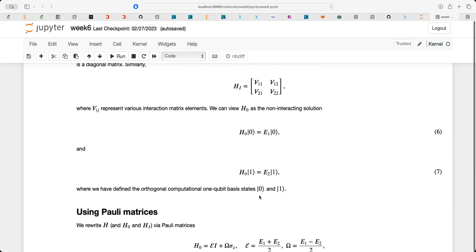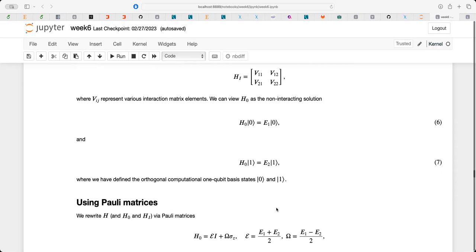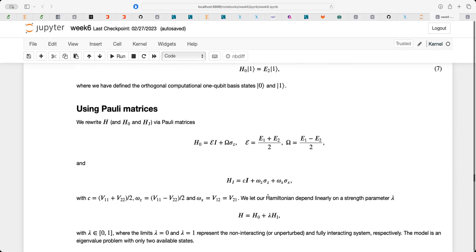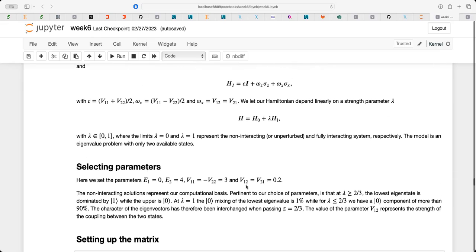So we have a computational basis. This basis is not an eigenbasis of the full Hamiltonian. The eigensolution of the full problem is a linear combination of these two. And when you diagonalize, the eigenvectors you get are the coefficients in terms of 0 and 1. So as we discussed in the beginning of the semester, we can rewrite this in terms of Pauli X, Pauli Z matrices and the identity matrix. So this is essentially the first exercise.